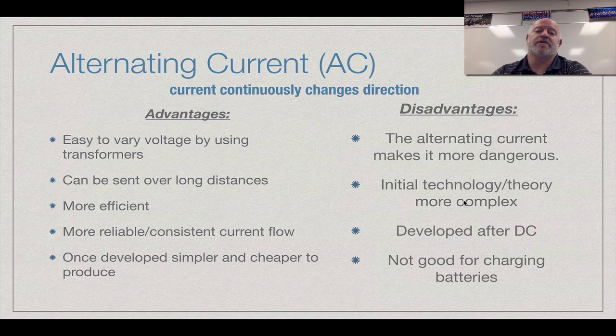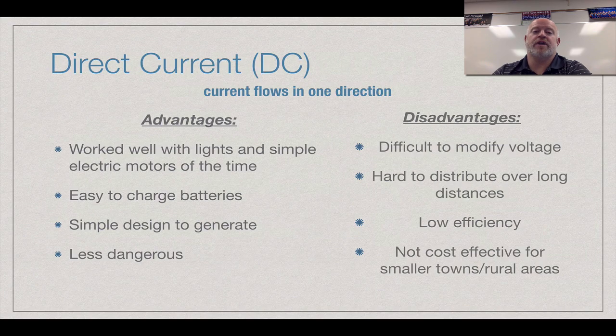And then the one thing, which wasn't a big issue necessarily back in the late 1800s and 1900s, is that it doesn't really work to charge batteries. That becomes an issue, especially in our world now, where a lot of things are utilizing battery technology. So this is a major disadvantage to AC current that we are now dealing with as part of our society.